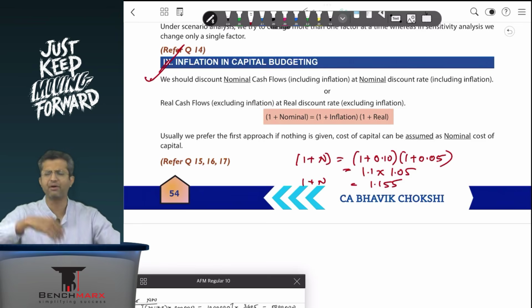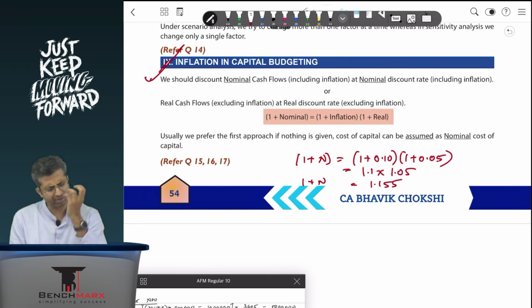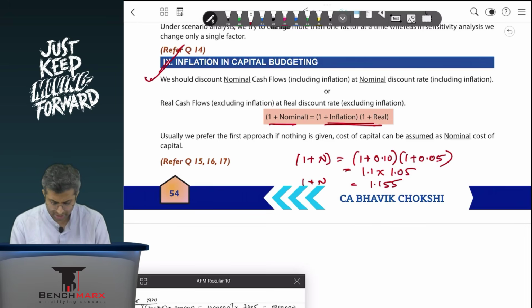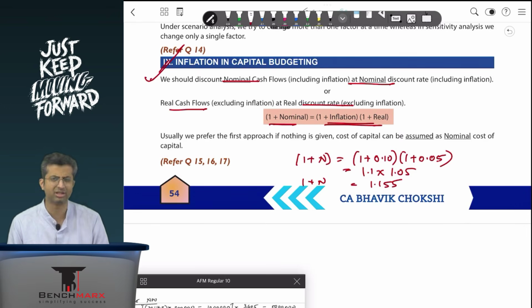So basically after 1 year I need compensation for time, that is inflation. I also need compensation for my real return, and hence if I get 15.5% return, that will be compensating me for both. Hence my nominal rate can be calculated as 1 plus inflation into 1 plus real rate. The rule over here is you discount nominal cash flows at the nominal rate, or you discount real cash flows at the real rate. Okay.